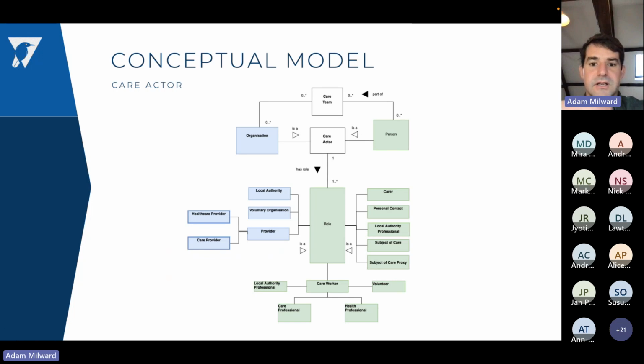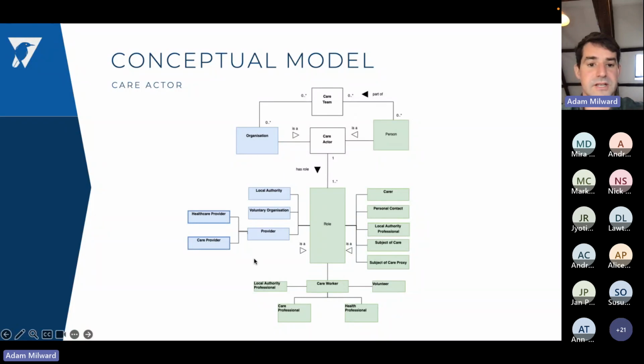I'll start with the care actor conceptual model. Essentially, what we've tried to do is a high level blueprint for care actors. It's based on ISO 13606 and CONSIS. There are two major care actors: organizations and people. They're often part of care teams, and they provide care to the subject of care, and they've got various different roles. A person in one context could be a personal contact, in another context could be the subject of care themselves. So those people and organizations have different roles in different settings.